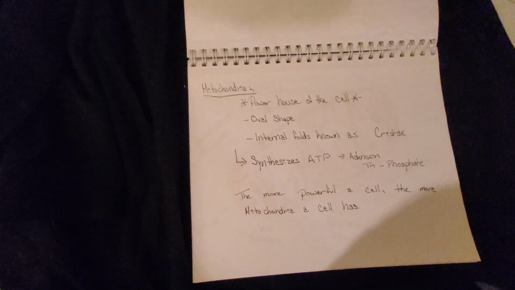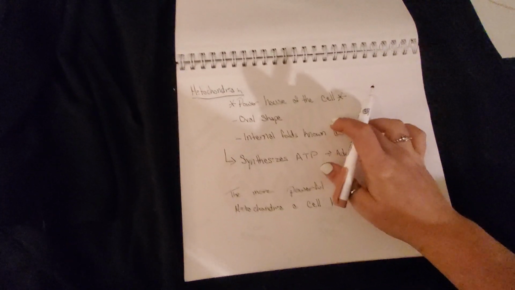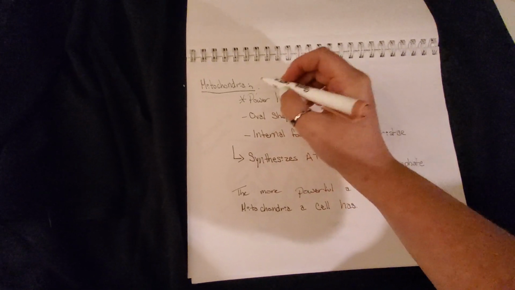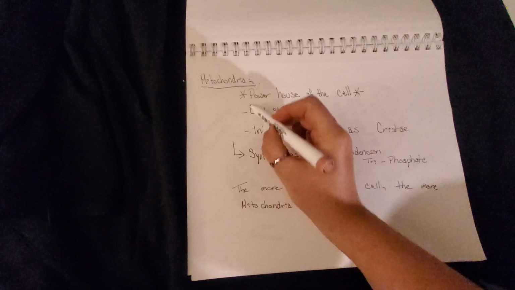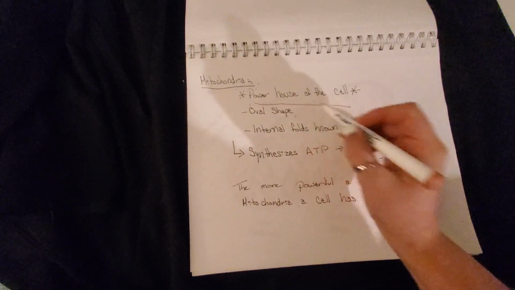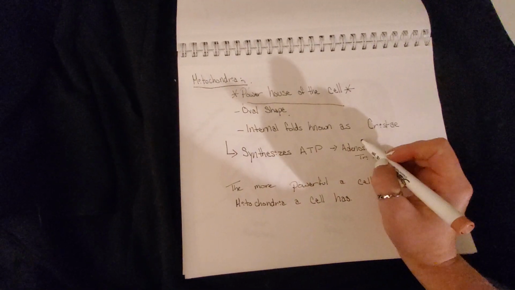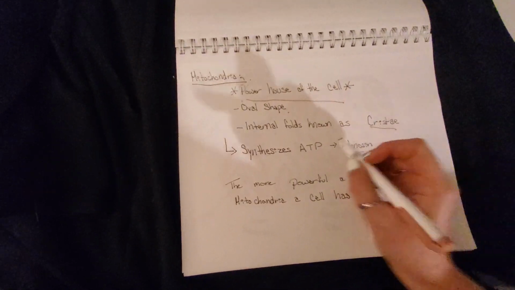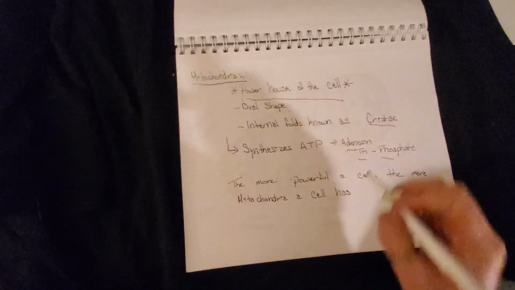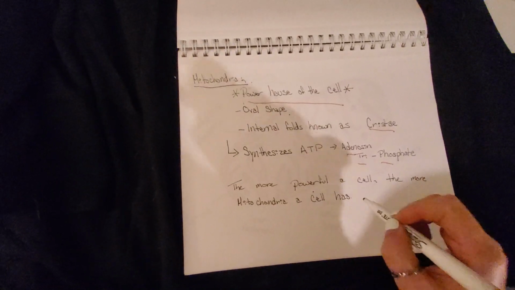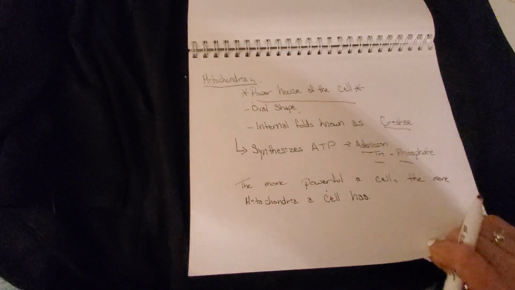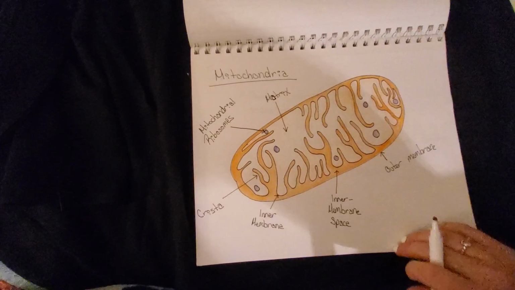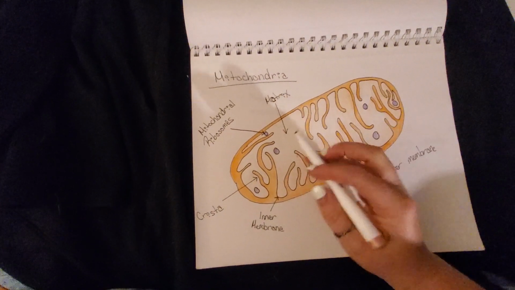Mitochondria are actually my favorite organelle within a cell, because there are many studies showing that mitochondria come from moms. So super neat. It is the powerhouse of the cell. It's oval shaped. There are internal folds known as cristae that synthesize ATP, or adenosine triphosphate. The more powerful a cell is, the more mitochondria there are. Mitochondria. Some more ribosomes, so they're kind of all over the cell.